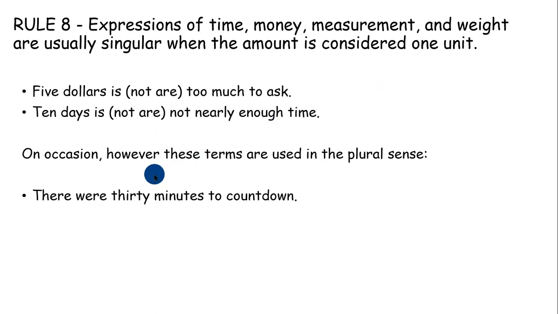Now sometimes there could be exceptions to this particular rule. So on occasion, however, these terms are used in the plural sense. Okay, and here is an example. There were 30 minutes to count down. Now in this, 30 minutes is considered to be plural. So this could be an exception. Sentences like this, where it is actually considered as plural, you will use the plural verb were. Right? So that is rule number 8.